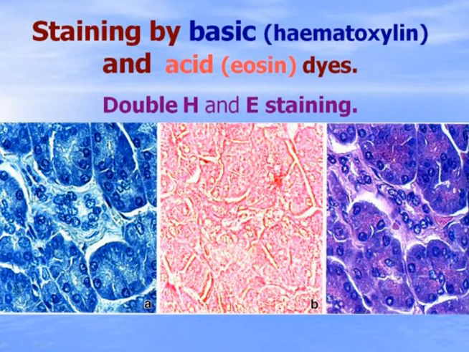These microphotograms demonstrate the staining by basic hematoxylin and acid eosin dyes. And this is a double hematoxylin and eosin staining. And you see that basic dyes stain specifically the nuclei of cells, which contain a lot of acid, DNA.